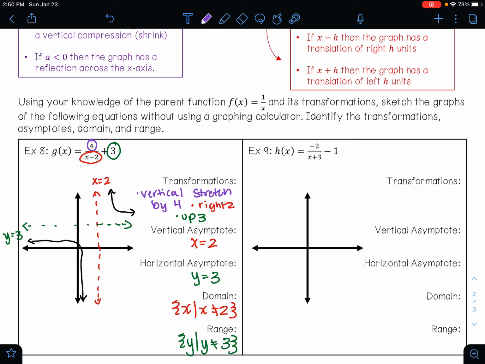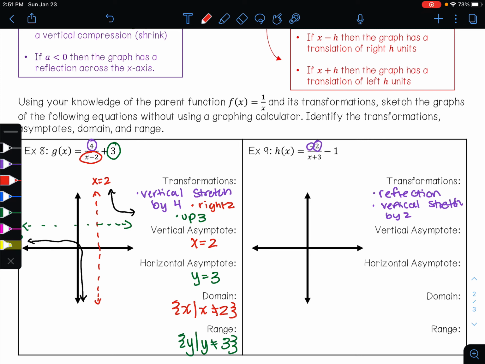Let's try that again with example 9. On example 9, the first thing that I notice is that my A value is negative. That tells me that I have a reflection across the x-axis. That means that my curve is now going to be in quadrants 2 and 4. The next thing that I notice is that my A value is 2, so that tells me that I'm going to have a vertical stretch by 2, which tells me that I'm going to have a gap in between my curve and my asymptote.